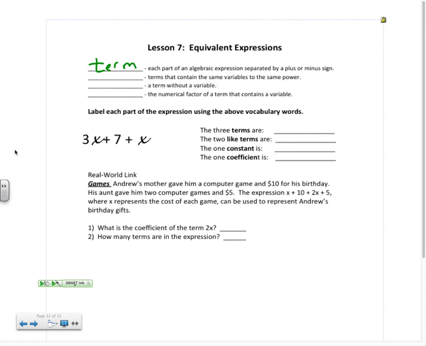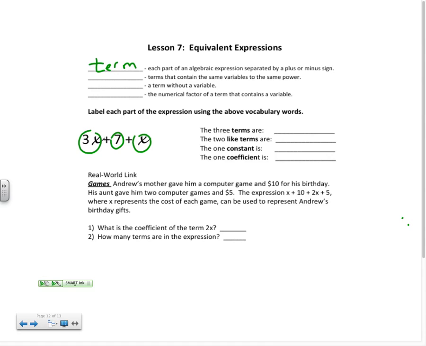So a term means each part of an algebraic expression separated by a plus or a minus sign. So this is a term, 3x, 7's a term, and x is a term. Each part of an algebraic expression separated by a plus sign.